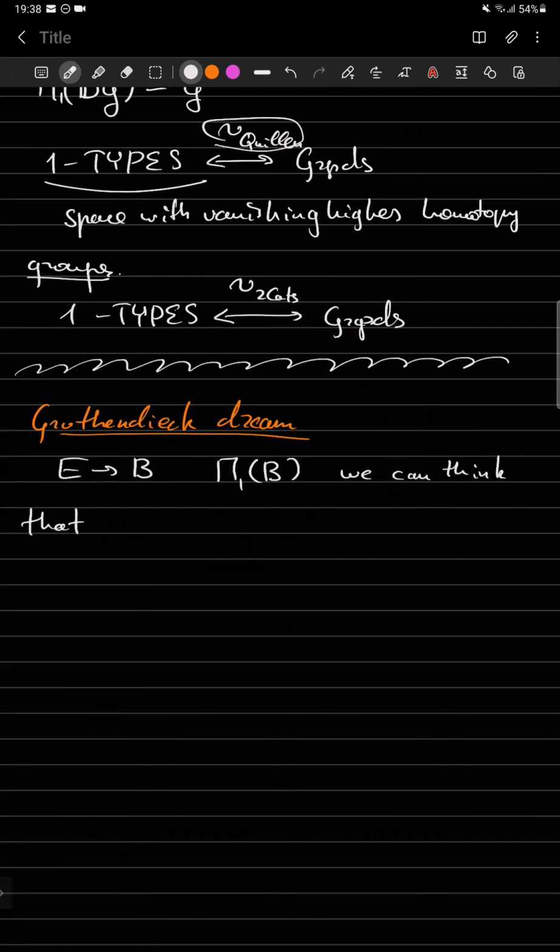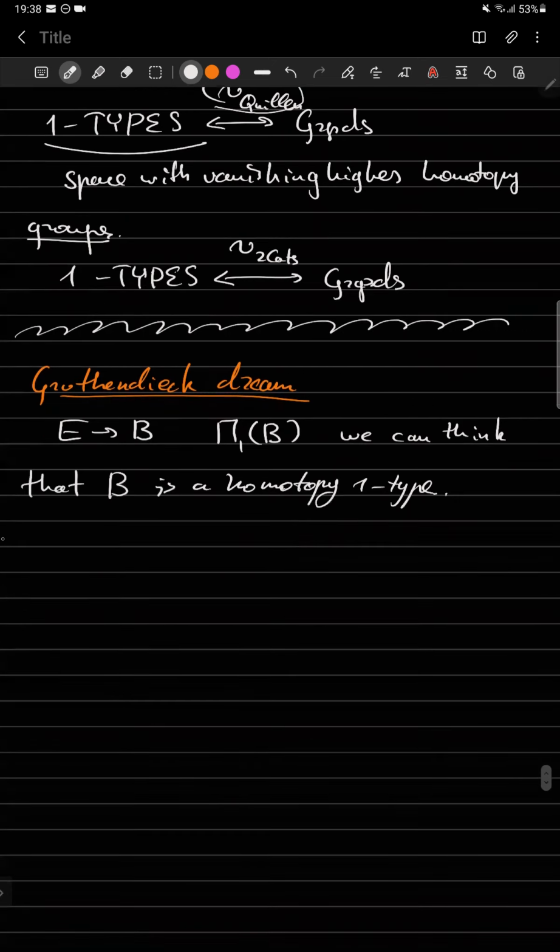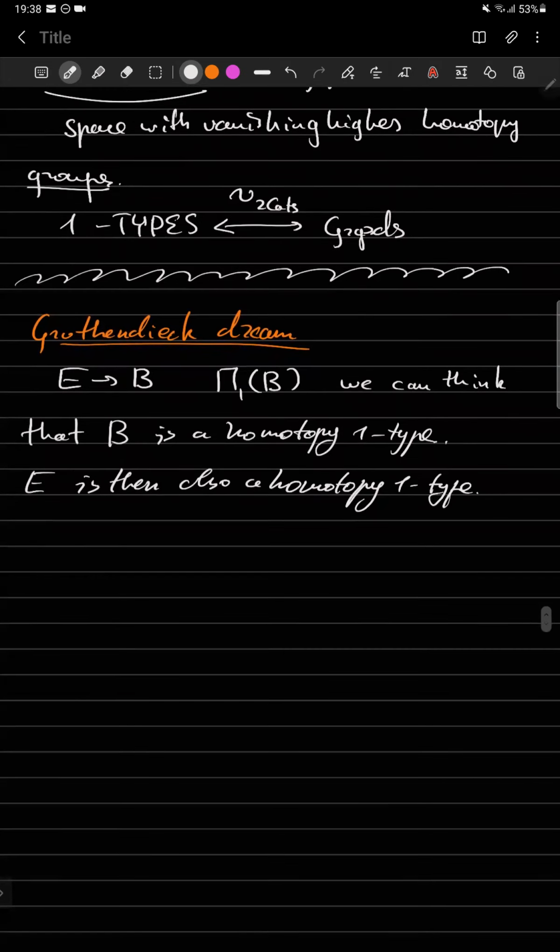Okay, so I was talking about Grothendieck's dream. We can think of B as being a homotopy one type, meaning that there is no higher homotopical information. E, from the long exact sequence of homotopy groups, is then also a homotopy one type. So we get a certain covering of groupoids.